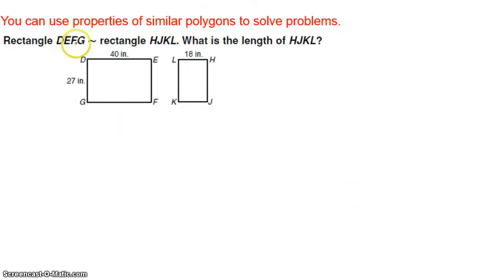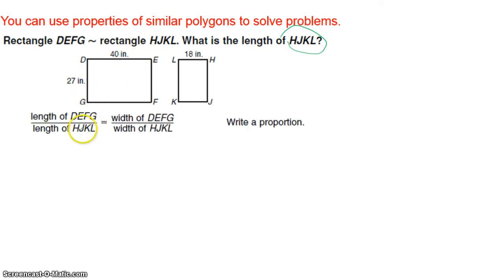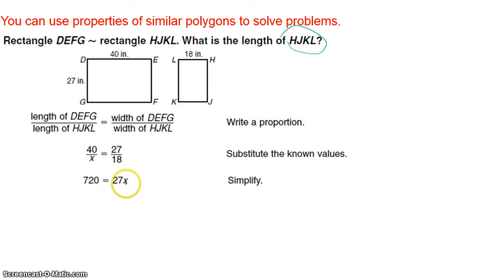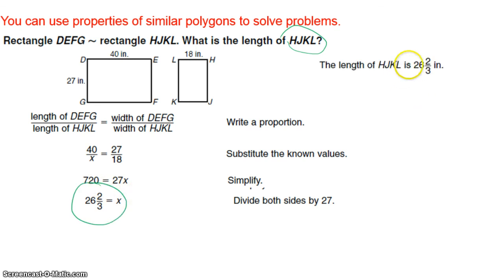All right, the last thing we're going to look at is using those properties of similar polygons to solve our problem. So we again have two rectangles. We want to find the length of our second rectangle here. So we're going to set up our ratio, the lengths to our widths. We're going to write that proportion out. Then we're going to put in those values, substitute those in, and simplify that down. We're going to divide both sides by 27, giving us our answer of the length of rectangle HJKL.